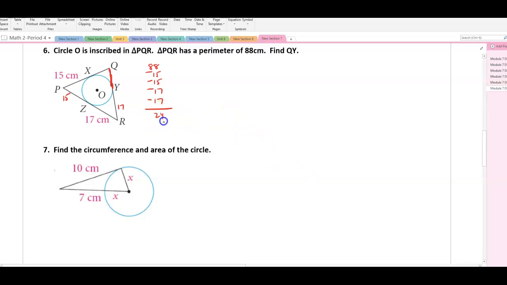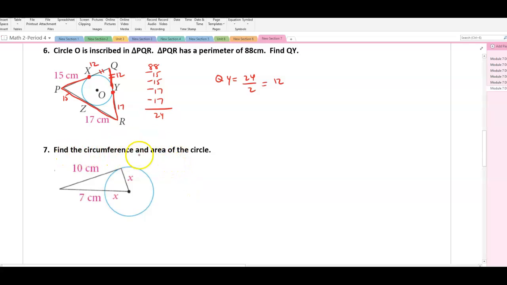24. So all of these pieces make up a certain part. So when I do the 88 minus 15 minus 15 minus 17 minus 17, I get 24. And if we know these pieces are congruent, QY is just going to be 24 divided by 2, which is 12 units long, which makes that 12 units long.